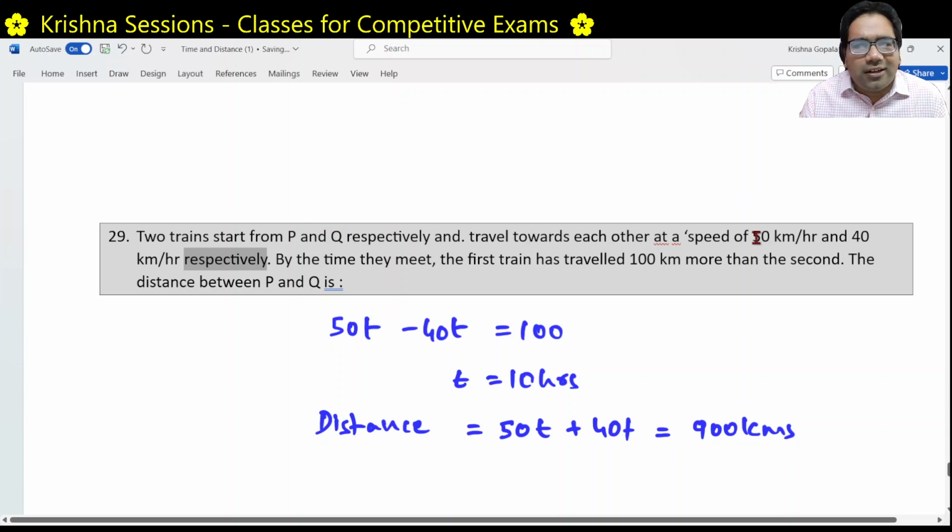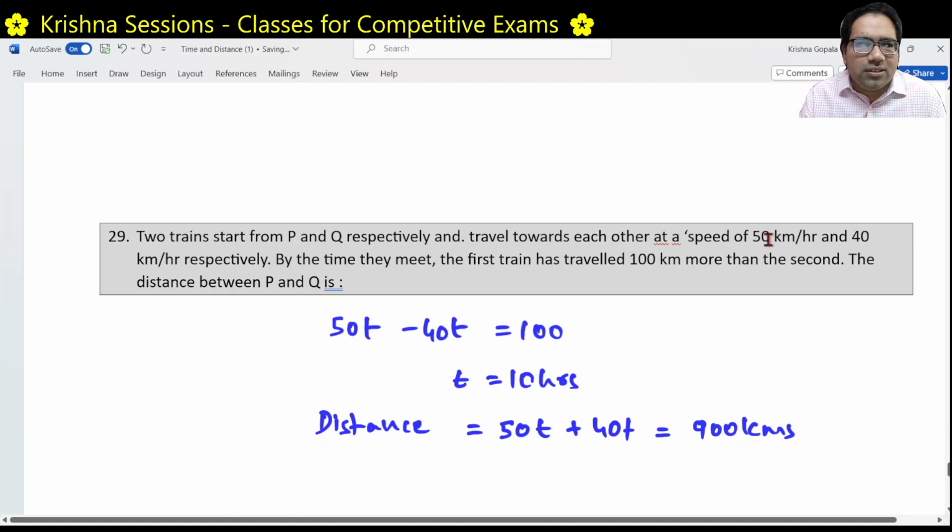P and Q traveling at 50 and 40 could mean P is 40 and Q is 50, or P is 50 and Q is 40. But once we say respectively, it means in the same order, so P is 50, Q is 40. Okay. So now, by the time they meet, both have traveled for the same duration, right? Let the duration be T. Then P would have traveled 50T.